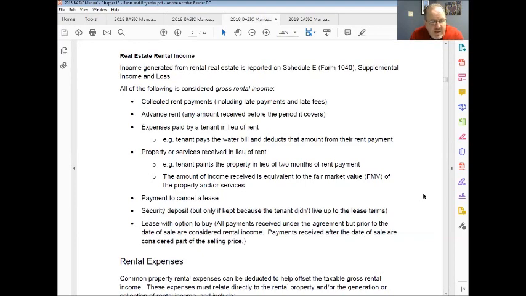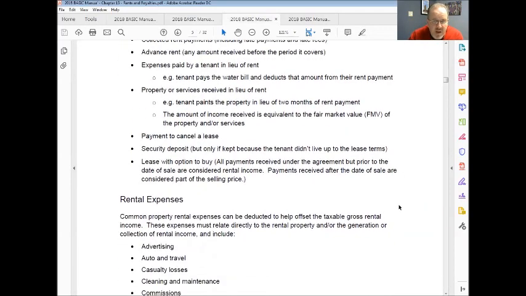Payment to cancel a lease. A security deposit is income, but only if it's kept because the tenant didn't live up to the lease terms. Most of the time, a security deposit is not realized income until it's not returned. We usually hold it in escrow.